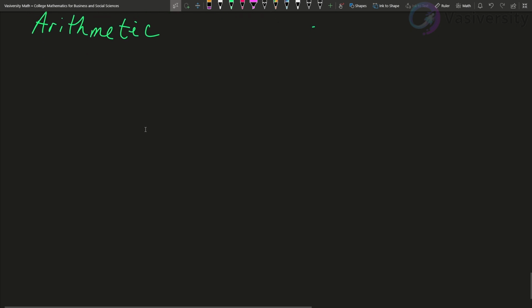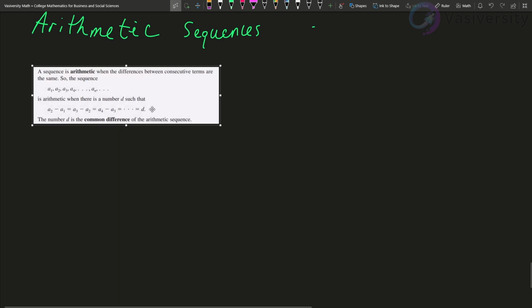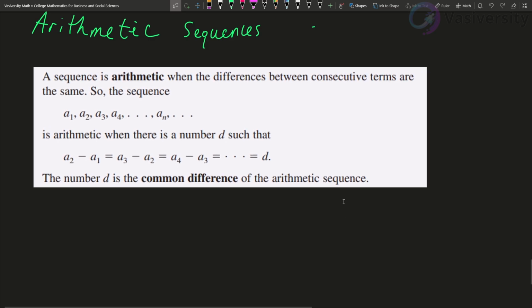So arithmetic sequences. By definition, a sequence is arithmetic when the differences between two consecutive terms are the same. So the sequence A1, A2, A3, A4, all the way to AN, etc. is arithmetic when there is a number D such that A2 minus A1 is equal to A3 minus A2, A4 minus A3, all the way, etc. is equal to D. So the number D is the common difference of the arithmetic sequence.